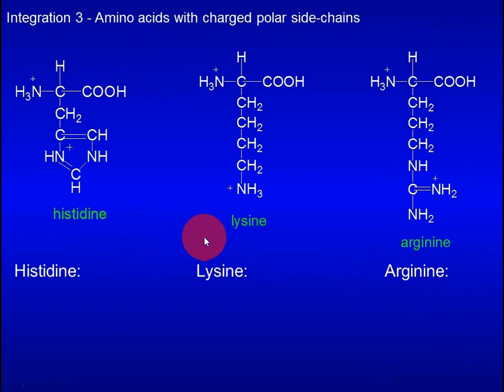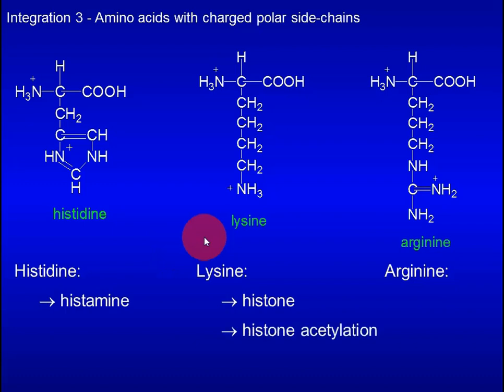Histidine can be converted to histamine, a mediator of the allergic reaction. Lysine is an abundant amino acid in histone. It promotes interaction between histone proteins and DNA. Lysine in histone can be acetylated to control gene expression.